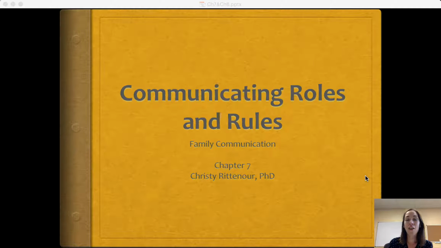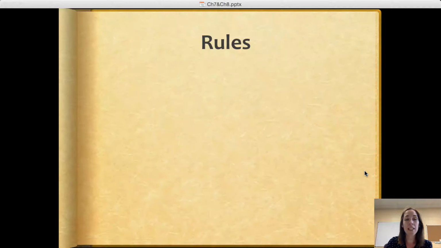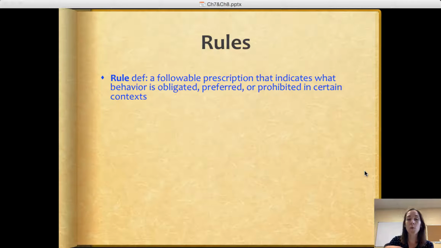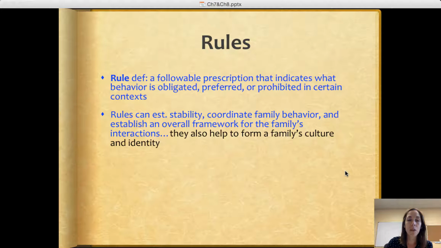Hi all, today we're talking about roles and rules. Jumping right into chapter 7. Rules we have talked about before. I have a lot in here that is synonymous with what you're reading in the text, but I have a few things to add, of course.